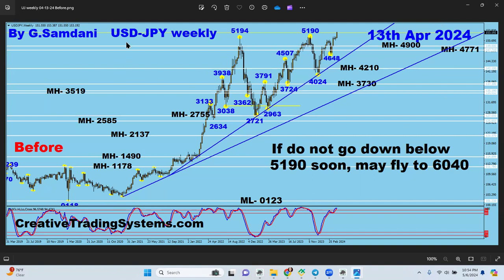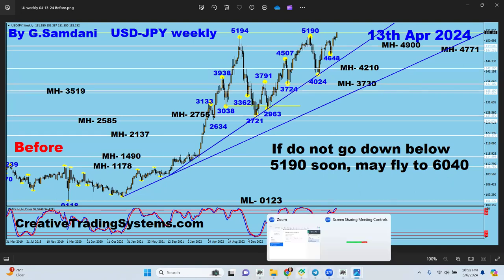Now this is the USD Yen weekly chart I made on 13th April, right? And it was just sitting just above 51.94. And what did I say here? I said, this chart is on the website already, if it does not go down below 51.90 soon, it may fly to 60.40. That's what I was thinking, and I was ready to take it and go all the way to 60.40.